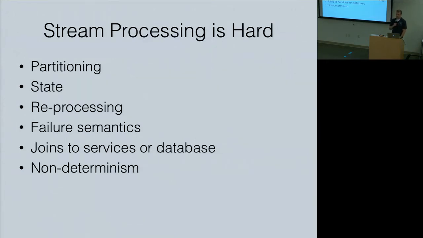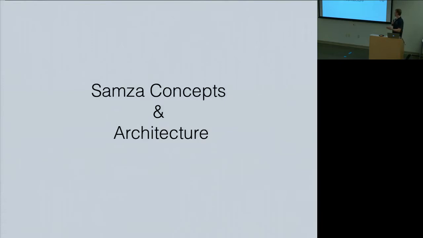There's a lot that has to be considered with respect to how you partition your data, how you manage your state in the case of failures. What happens if you get the same message twice? Most of these systems only give you that guarantee. How do you join your data with outside systems, whether that's a service or another database? Or what happens if your stream processor is behaving in an unpredictable or non-deterministic fashion? So Samza is a system that's built to address a lot of those problems. When we looked around, this area is kind of interesting.